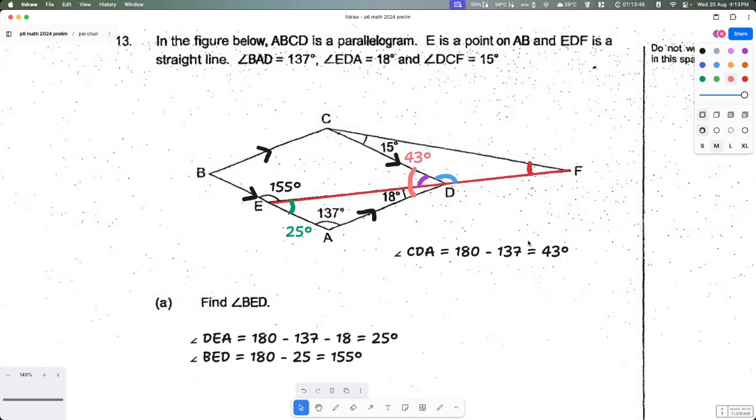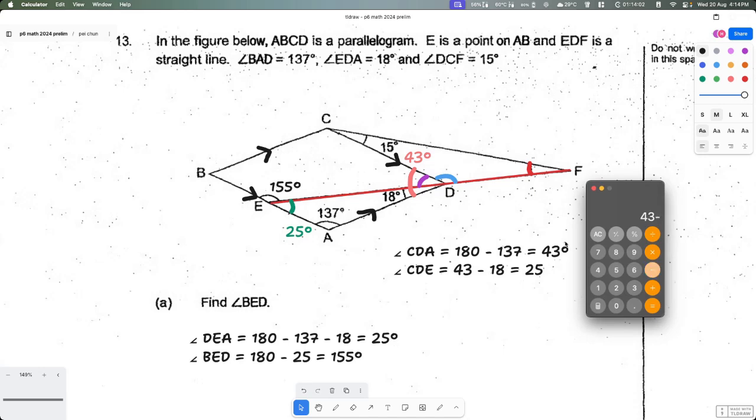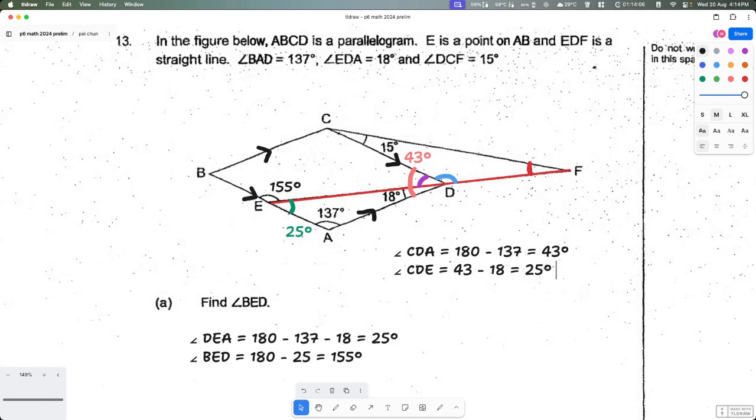Okay, so now we can get the purple angle. So the purple angle will be CDE. Angle CDE is equal to 43 minus 18, and this will be 25. Okay, let's double check. 43 minus 18 is equal to 25 degrees. All right, so now we know that the purple angle is 25 degrees.